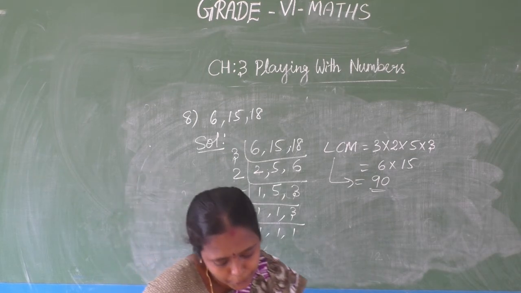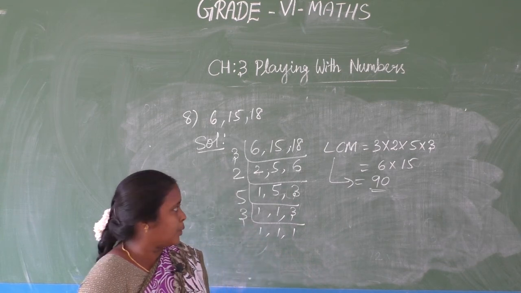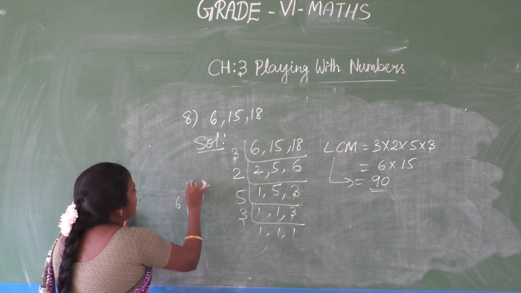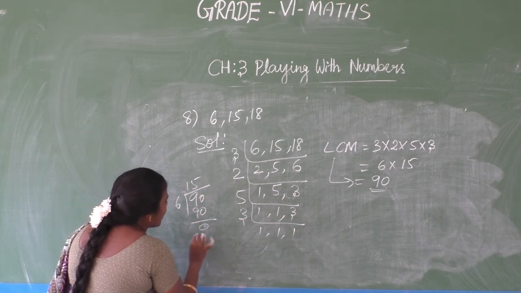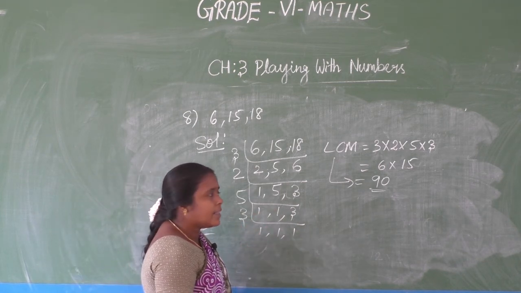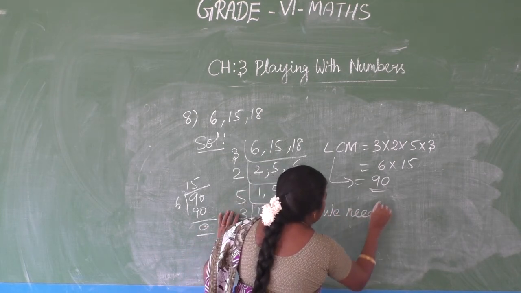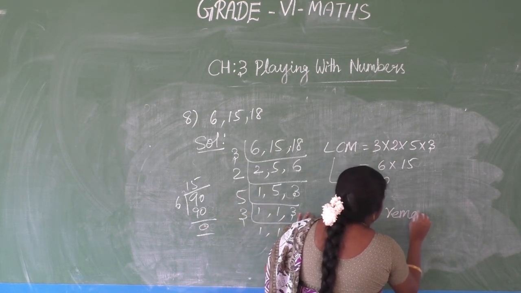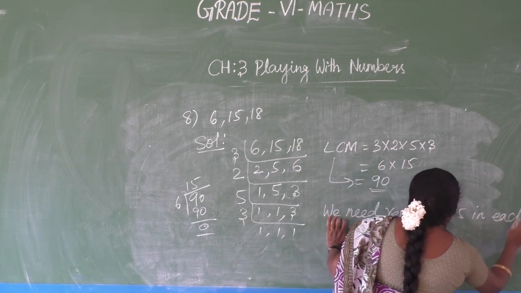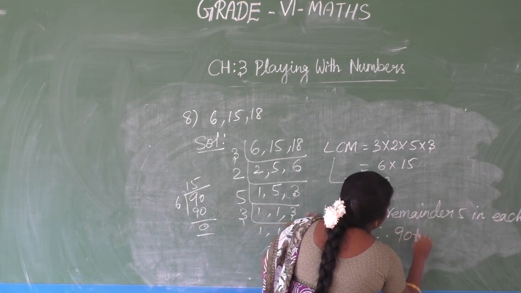But in the question they told that the remainder 5 must be there every time. See, while dividing 90 by 6, what will we get? 15, 6 15s are 90, no remainder. But they are telling that remainder 5 must be there in every case. That means add 5 to it. We need remainder 5 in each case. Therefore, add 90 and 5.